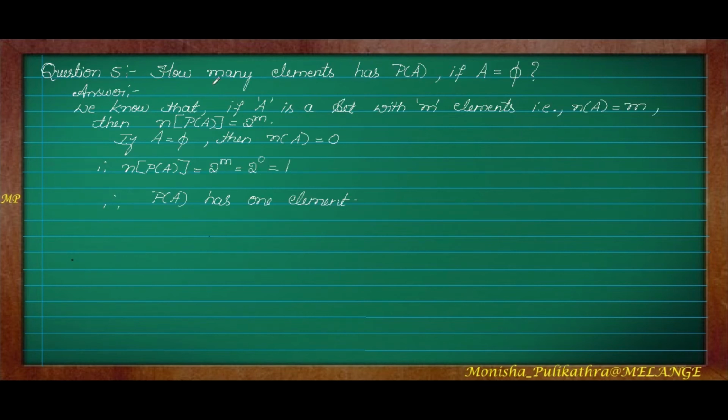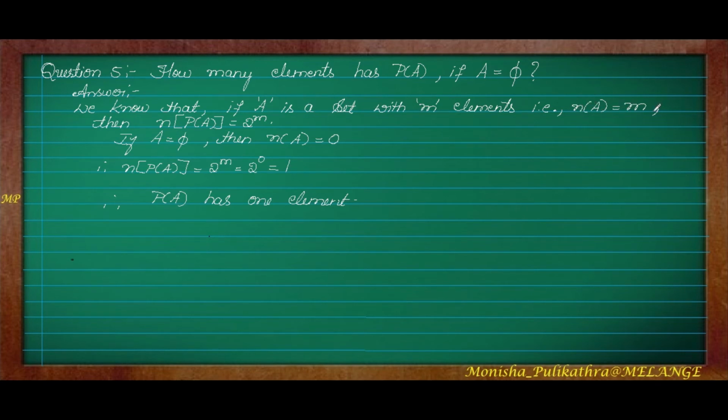Moving on to the fifth question. Here we have to find out how many elements are there in P of A, where A is a null set. So we know that if A is a set with m elements, we don't know how many elements are there, therefore we can just assume A is a set with m elements.